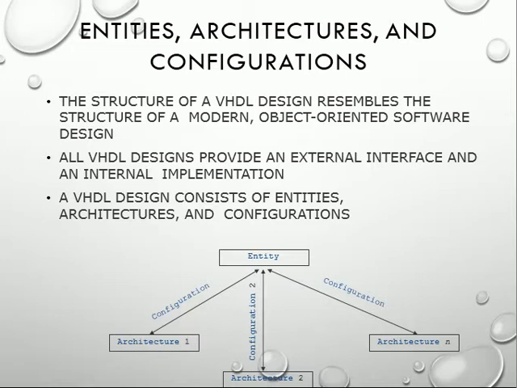So I was saying that the structure of VHDL design resembles the structure of modern object-oriented software design. Can anybody tell me what is meant by object-oriented software? So object-oriented software means the data type or data structure that is defined by the programmer.